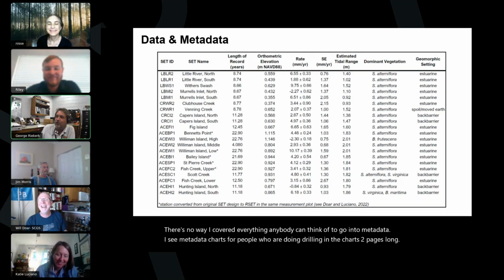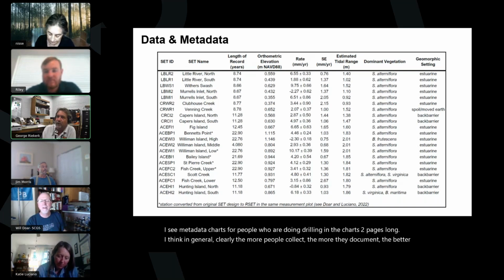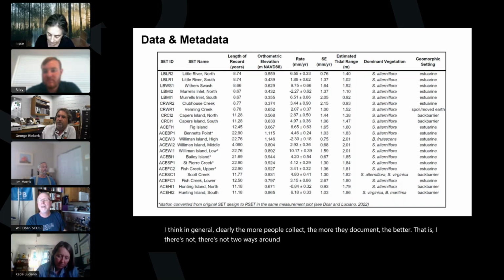I think in general, clearly, the more people collect and the more they document, the better that is. Right? There's no two ways around that. So just putting something out there for us to at least begin to follow. It's those 6 things you just said: the date you sampled, the equipment you're using, and when it was constructed, so we know what the difference in the pins are. Those are all things that go into our metadata that the NEAR requires us to do.